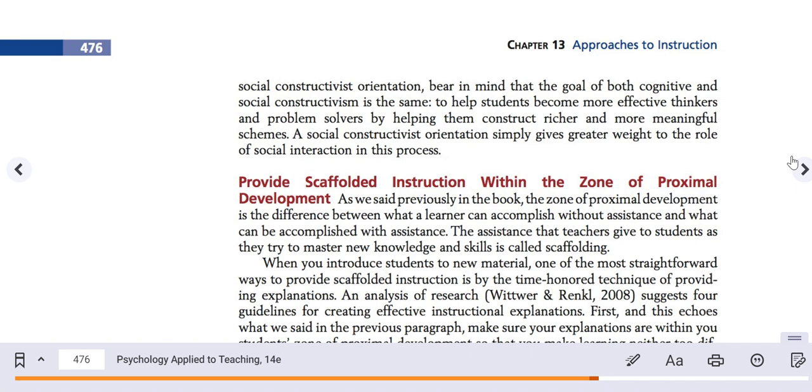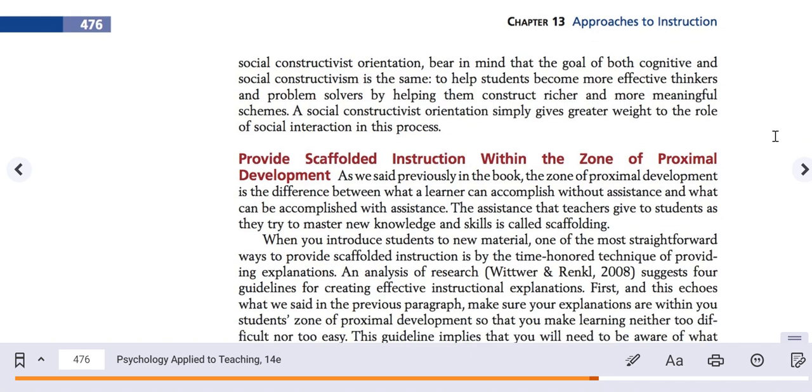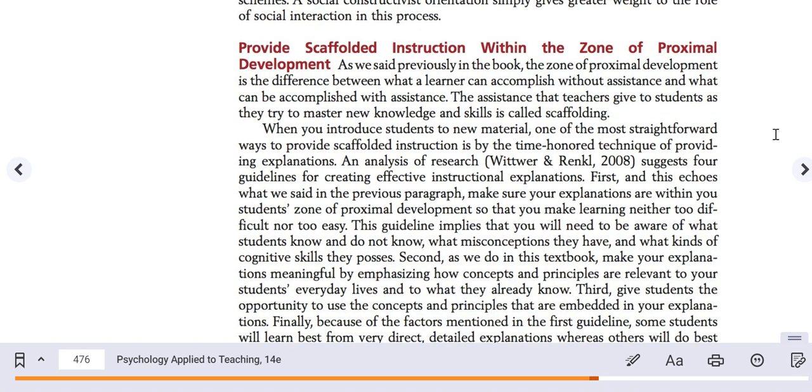Provide scaffolded instruction within the zone of proximal development. As we said previously in the book, the zone of proximal development is the difference between what a learner can accomplish without assistance and what can be accomplished with assistance. The assistance that teachers give to students as they try to master new knowledge and skills is called scaffolding. When you try to introduce students to new material, one of the most straightforward ways to provide scaffolded instruction is by the time-honored technique of providing explanations.